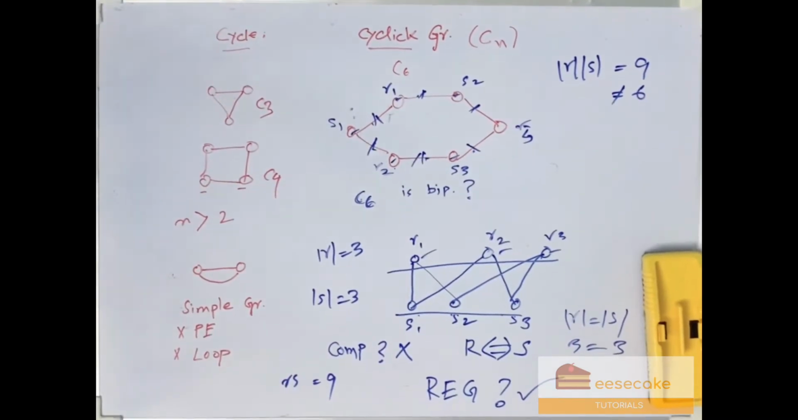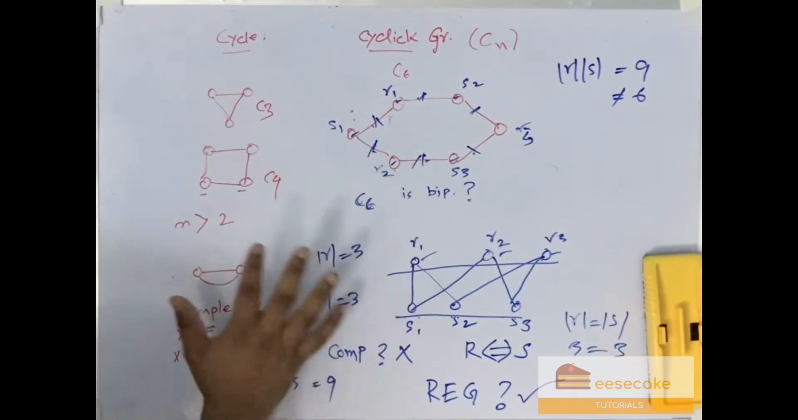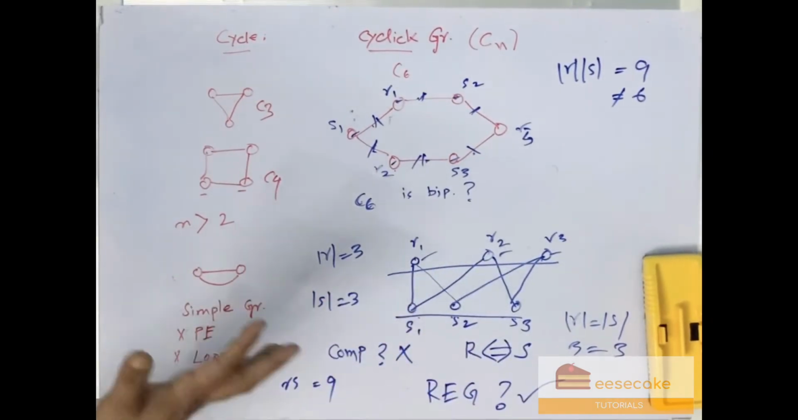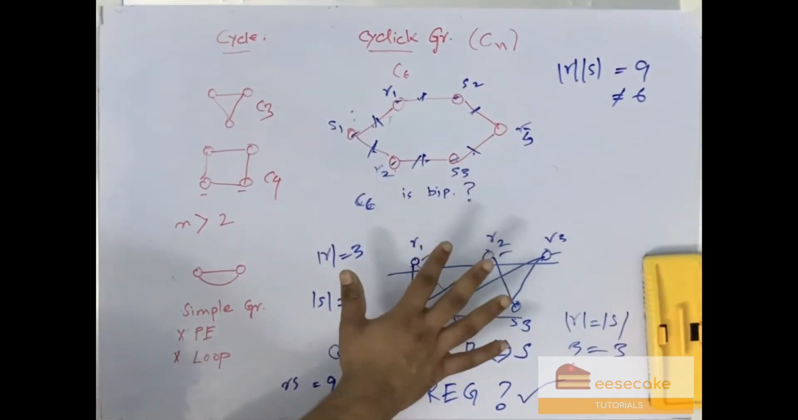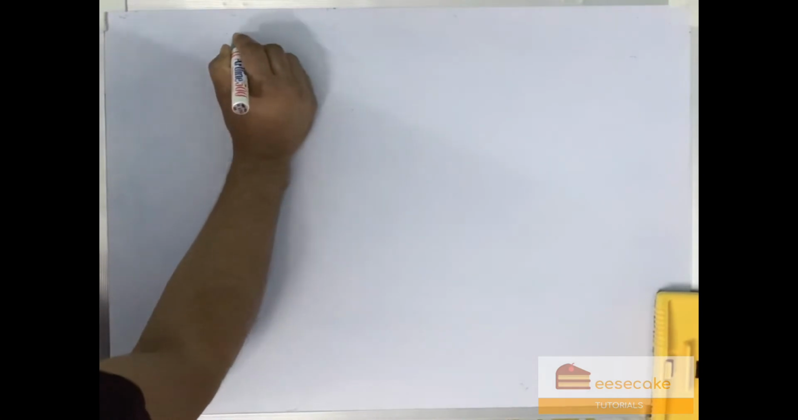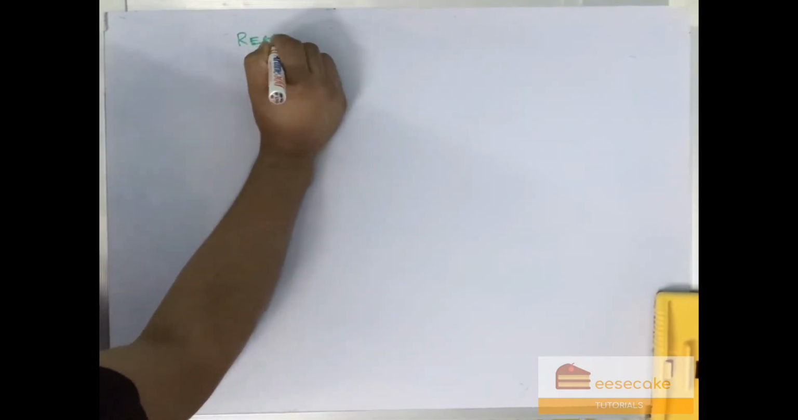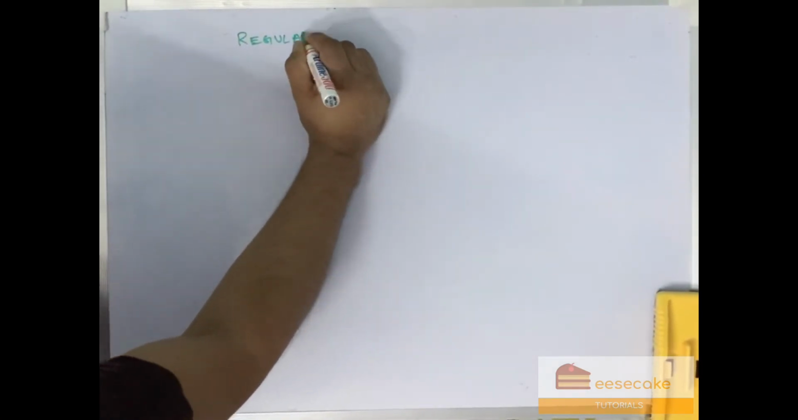So yes, this is all about cyclic graphs, and a little bit of an example with a cyclic graph on bipartite graphs. Now we will learn about regular graphs.